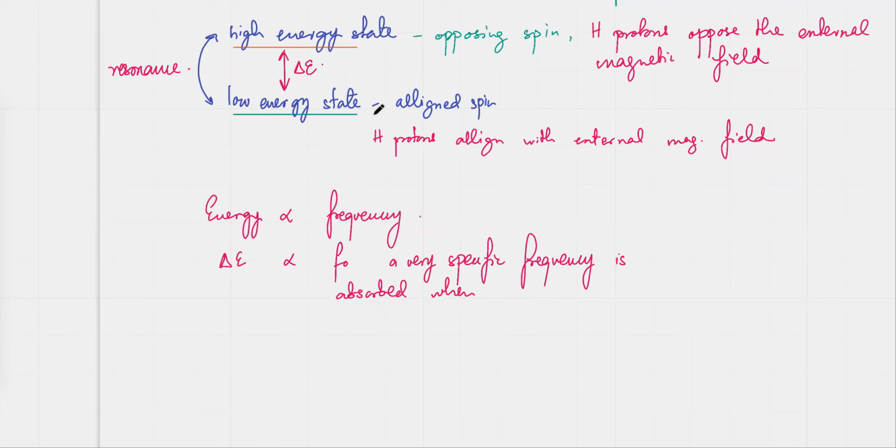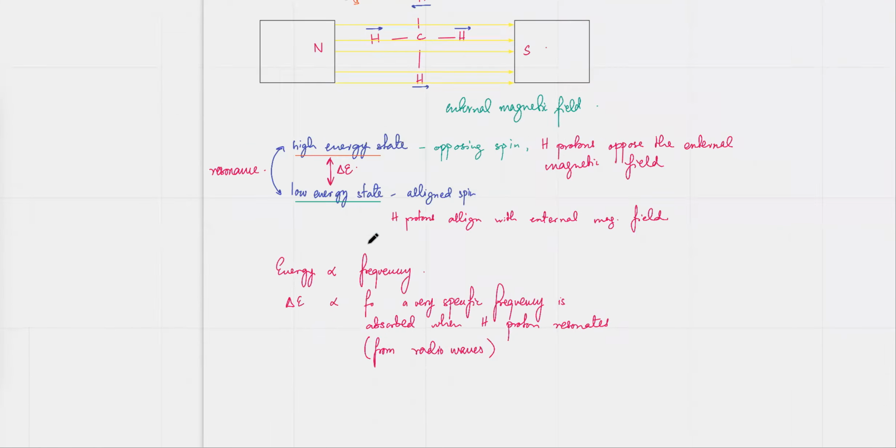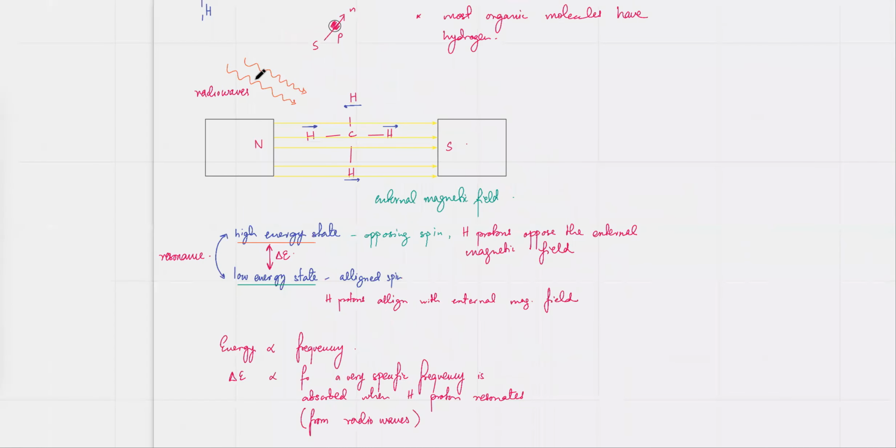When an H proton resonates, from the radio waves. So if they need more energy, a higher frequency would be absorbed. If they need less energy to resonate, a lower frequency is going to be absorbed. So is this clear that these hydrogen protons are resonating and they would be absorbing a very specific frequency from the radio waves? Is this clear? Yes.